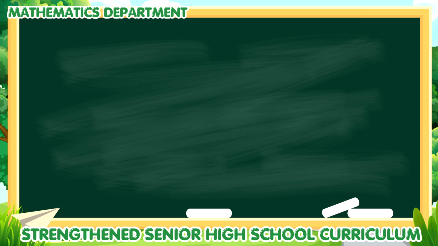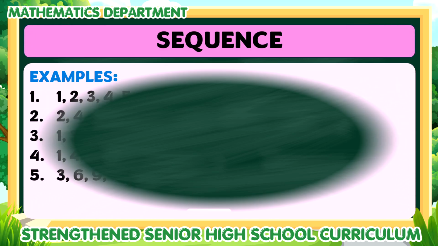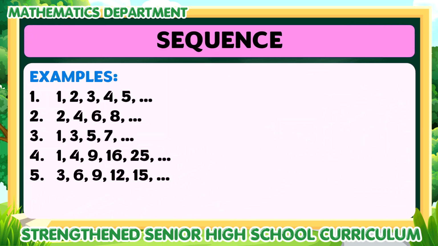Now here are some examples of sequence. Each of these lists follows a clear pattern. For example, in number 1, you can obtain the next term by adding 1. So from 1, you will add 1 to get 2, you add another 1 to get 3, and so on. For items number 2 and 3, you can obtain the next term by adding 2.